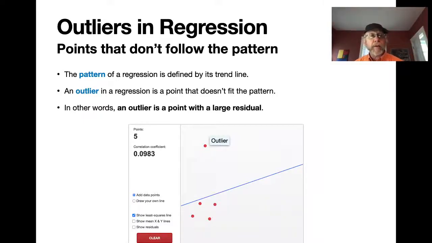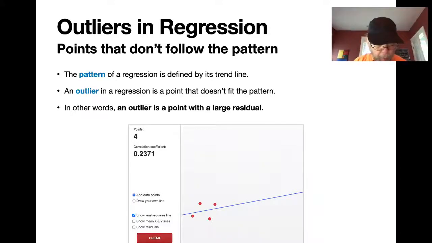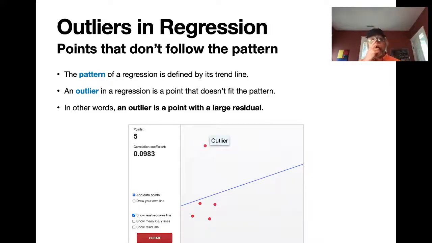Notice that outliers often reduce the correlation. You can see the correlation in the upper left-hand corner here. Without the outlier, we were looking at pretty weak association, but a correlation of 0.2371. And with the outlier, it's now gone down to 0.0983. So outliers often have that effect of reducing the correlation in a data set.